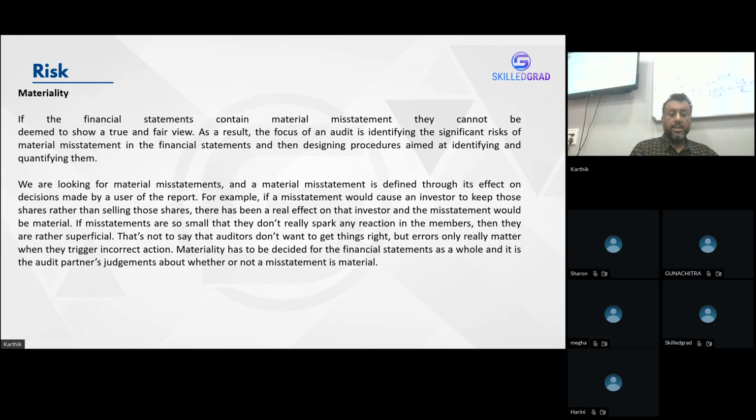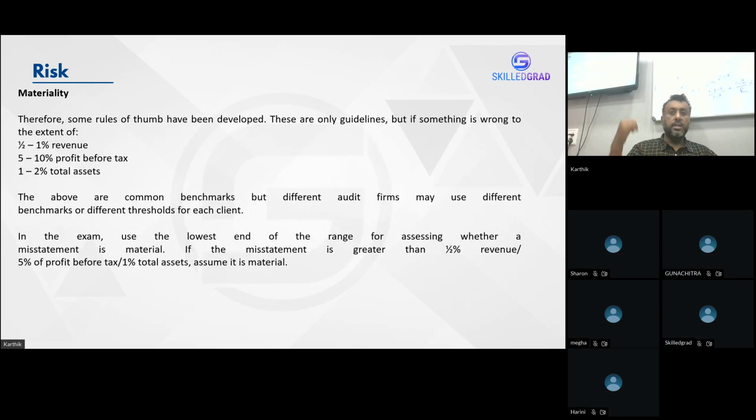Auditors ideally want to get things right, but if errors are too small or immaterial, you can ignore them and go on. So materiality has to be seen from the whole perspective, to see whether it's really material or immaterial. Clear? There are some thumb rules. This is not told by auditing standards or accounting standards, but there are certain thumb rules which an auditor might generally follow. He can probably change the thumb rule to a large extent.